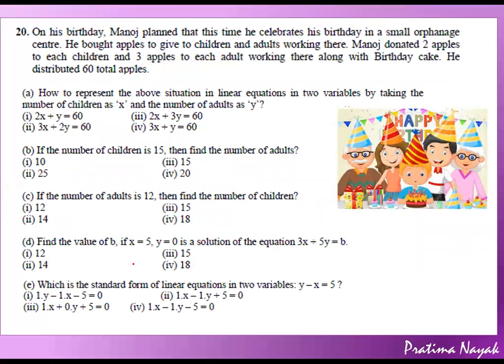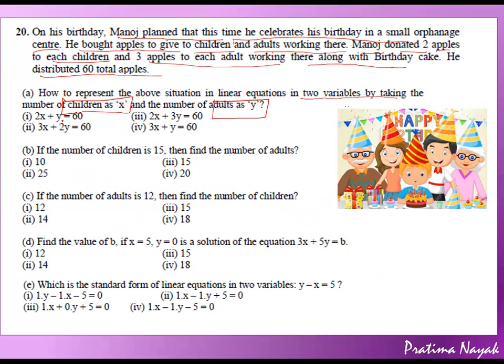Next, coming to question number 20. On his birthday, Monoz planned that this time he celebrates his birthday with a small orphanage center. He bought apples to give to the children and adults working there. Monoz donated 2 apples to each child and 3 apples to each adult working there along with the birthday cake. He distributed 60 total apples. How to represent the above situation in linear equations in two variables by taking the number of children as x and number of adults as y.